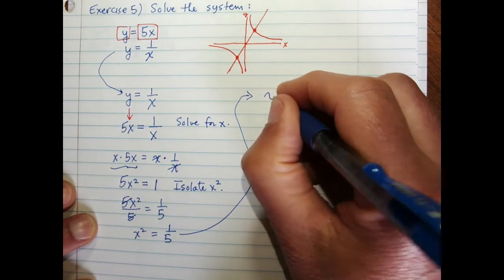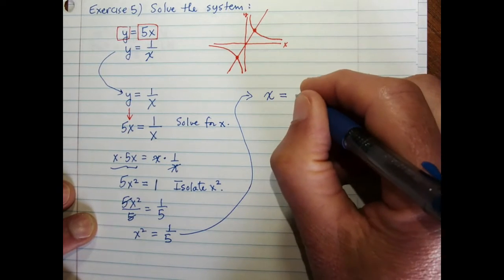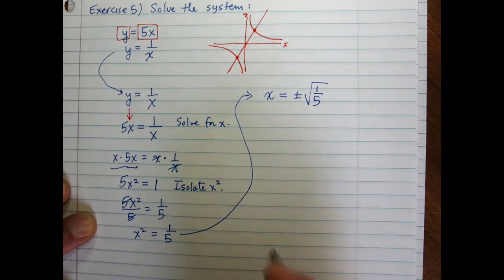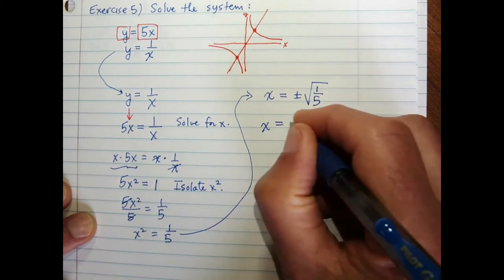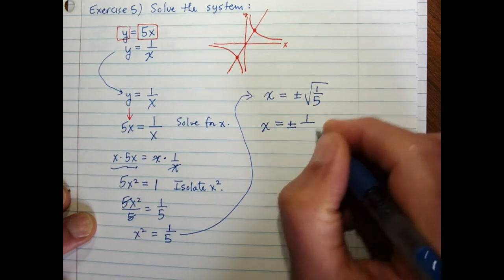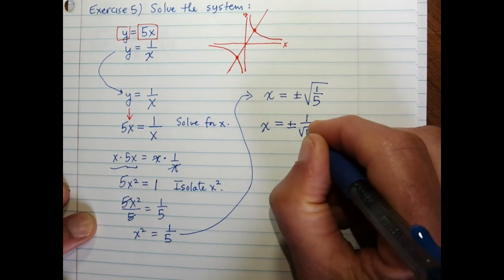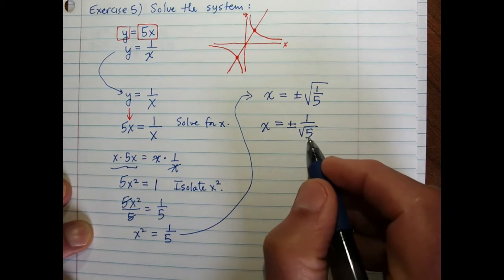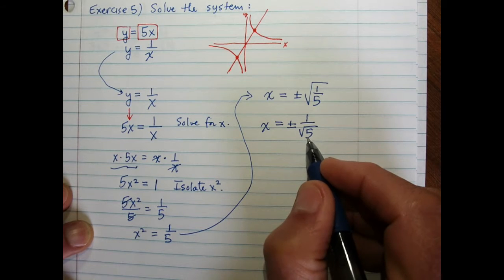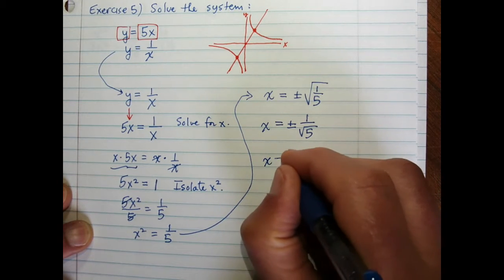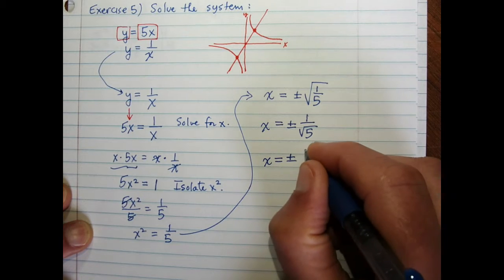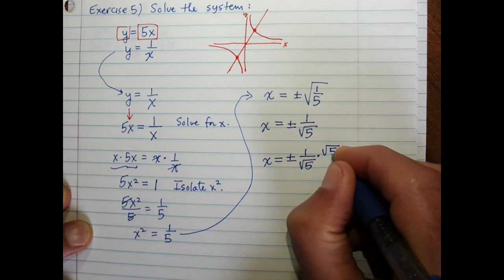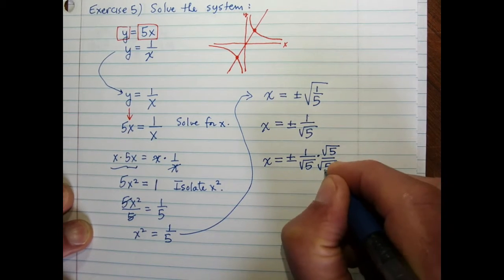Now I want to take square roots. So x is equal to plus or minus the square root of 1/5. And I can take that apart into the square root of the numerator, which is 1, over square root of 5 in the denominator. And in many instances, you can just leave the x coordinates in that form. But if you want to rationalize the denominator, get the square root out of the denominator, you can multiply by square root of 5 over square root of 5.